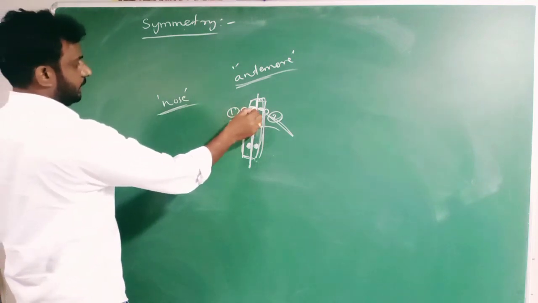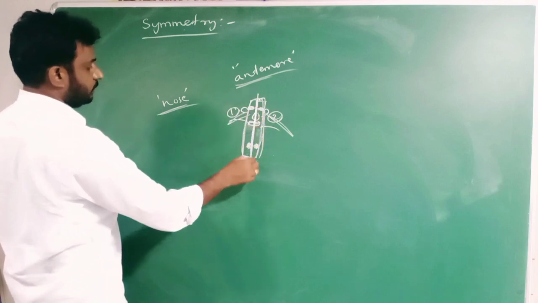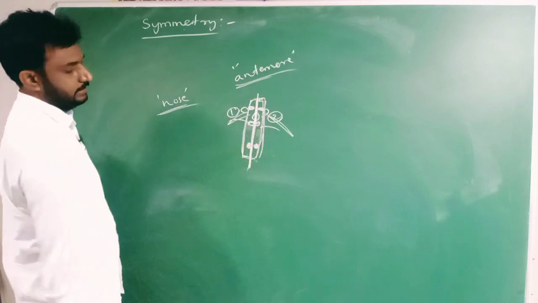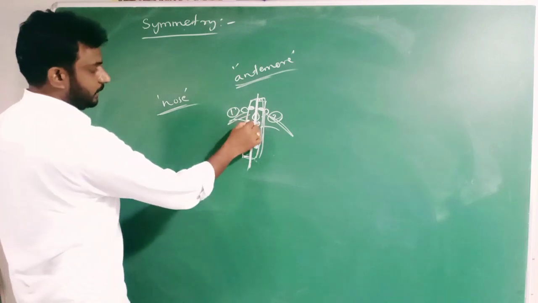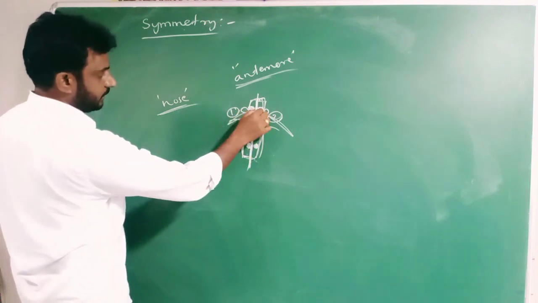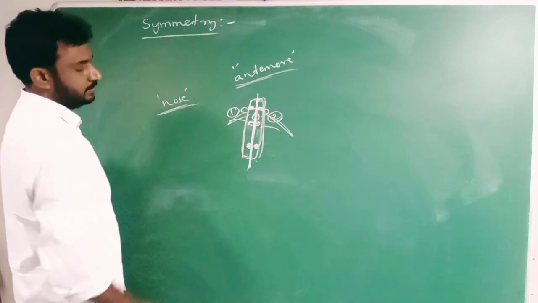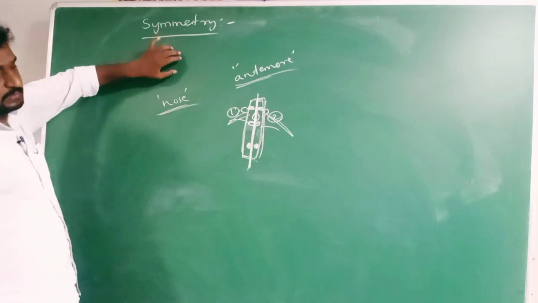Paired organs are equally distanced from the central axis. Unpaired organs are located on the central axis. So if a regular arrangement of the organs and organ systems is present, those animals clearly show symmetry. Those are called symmetrical animals.